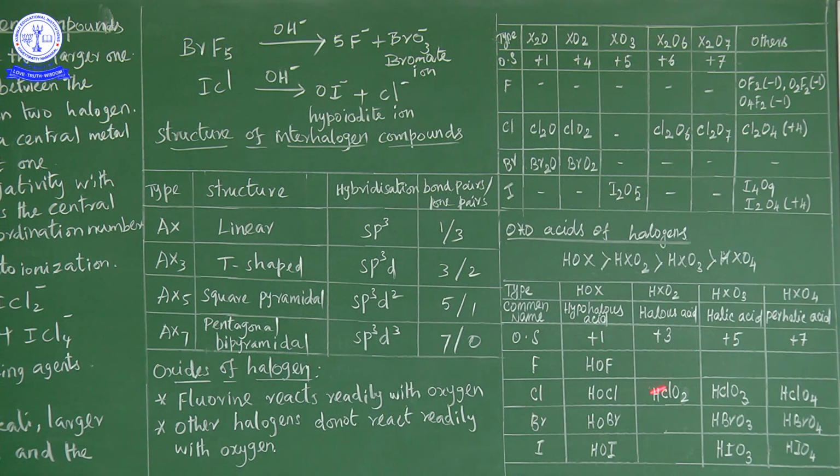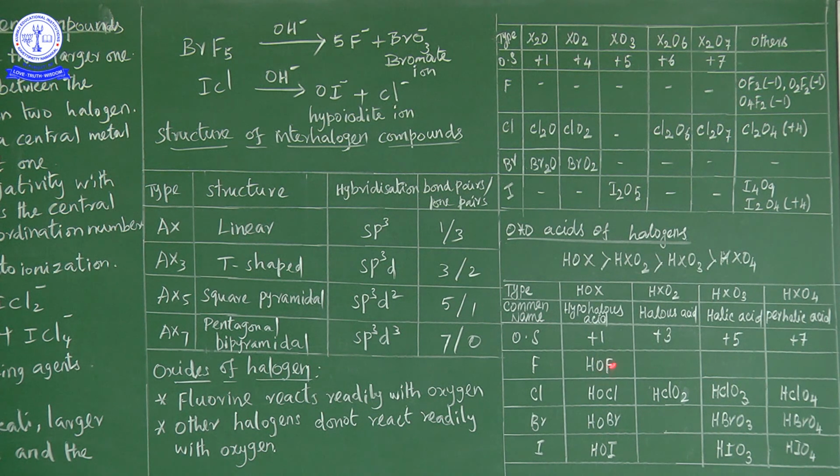Chlorine forms 4 types of acid: hypochlorous acid, chlorous acid, chloric acid and perchloric acid. In hypochlorous acid chlorine is in the +1 oxidation state, in chlorous acid +3, in chloric acid +5, and in perchloric acid +7. Bromine also forms hypobromous acid, bromic acid and perbromic acid, and iodine forms hypoiodous acid, iodic acid and periodic acid.